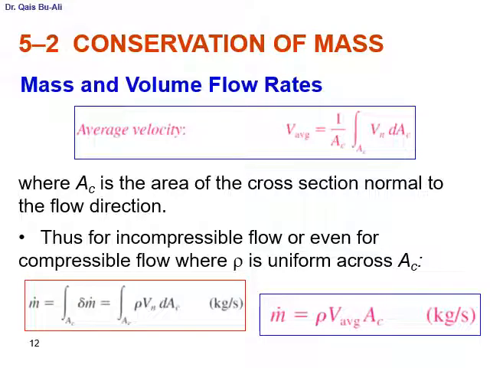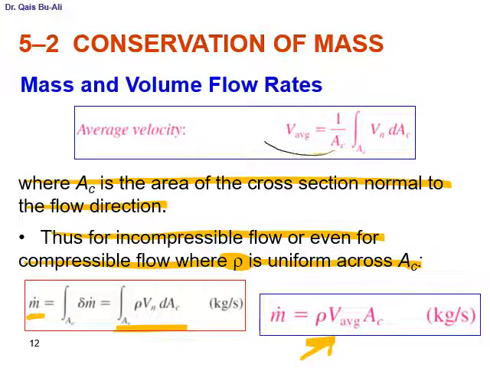So I can go back now, and where AC is the area of the cross-section normal to the flow direction. Thus for incompressible flow, or even for compressible flow where density is uniform across the cross-sectional area, I can write this equation. So m dot is equal to this, but I know the average velocity. You can think of AC times V average, and I will just cancel it from here, is equal to this integral.